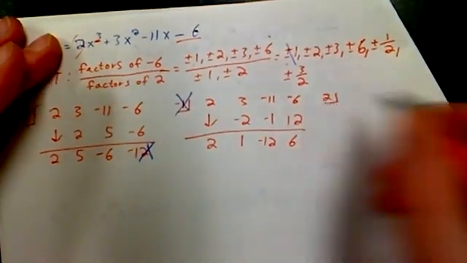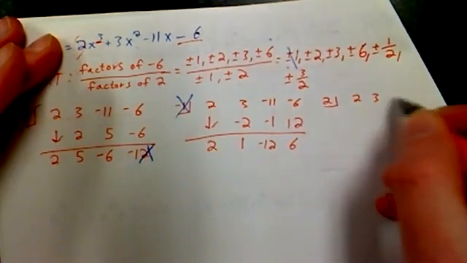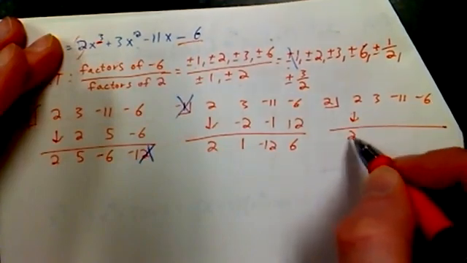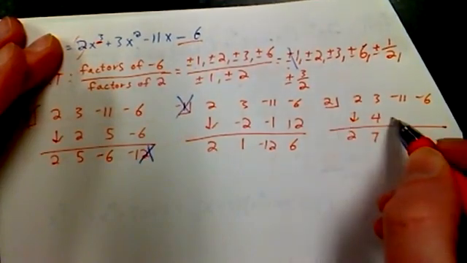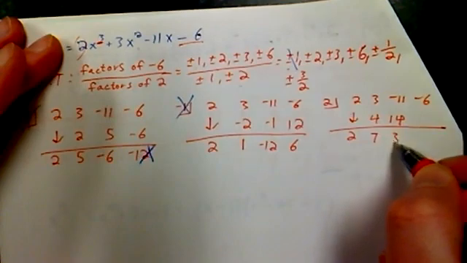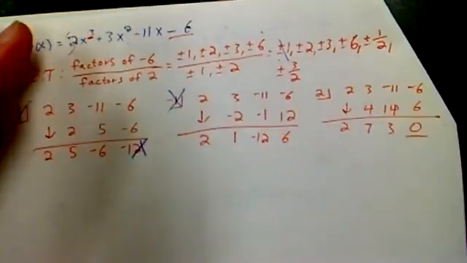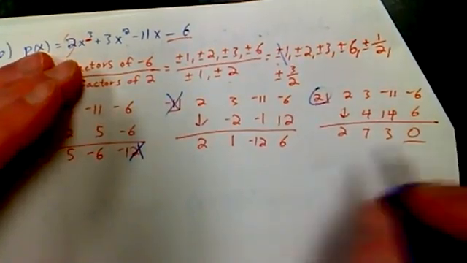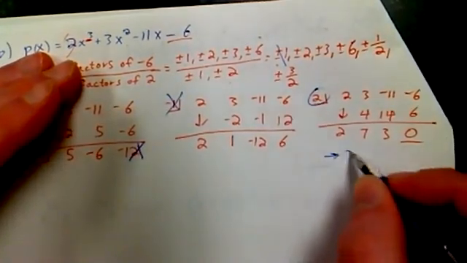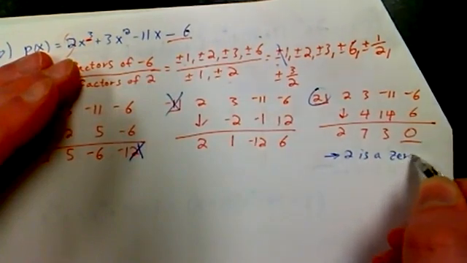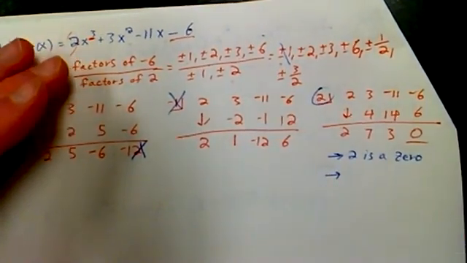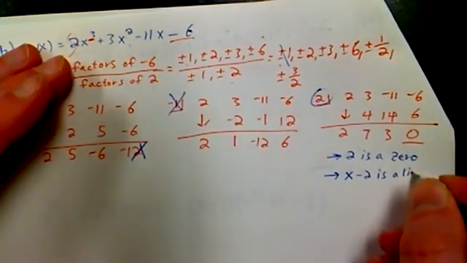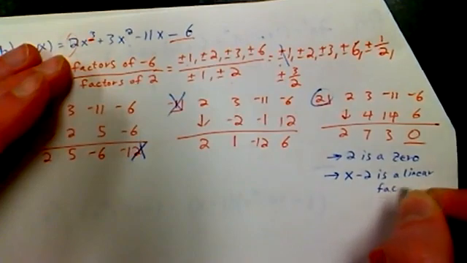So if I check 2, so 2, 3, -11, -6, 2, 4, 7, 14, 3, 6, 0. Hallelujah. So what did this tell me? From this, I know that 2 is a 0. And if 2 is a 0, what do I know as a linear factor? I know x minus 2 is a linear factor.